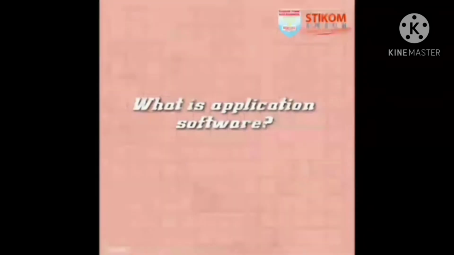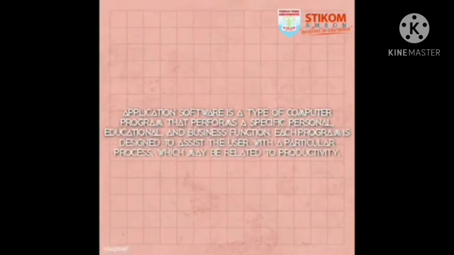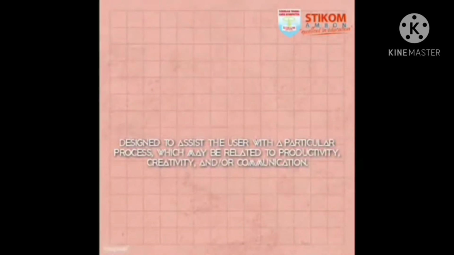What is application software? Application software is a type of computer program that performs a specific personal, educational, and business function. This program is designed to assist the user with a particular process, with a view to productivity, creativity, and or communication.